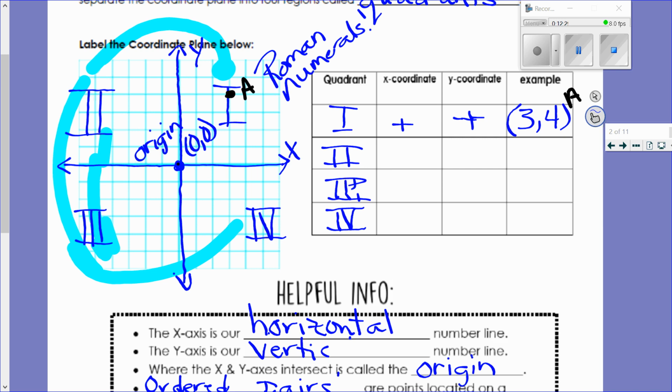Okay, now, quadrant 2. What is my X value going to be? Negative. Why you say negative, Michael? I'm tired. What are we calling it? Why is it negative, Michael?